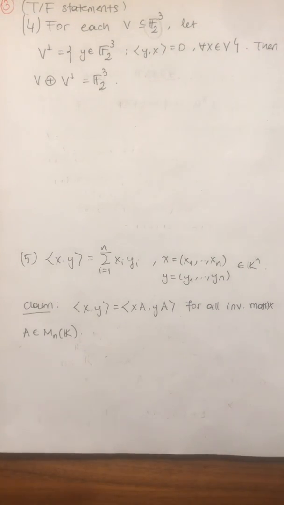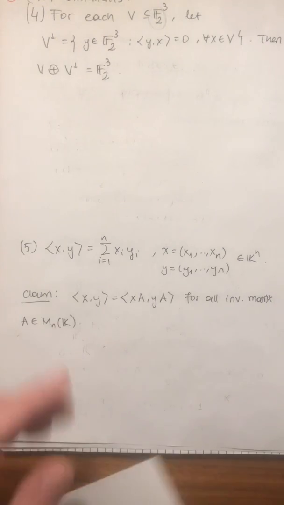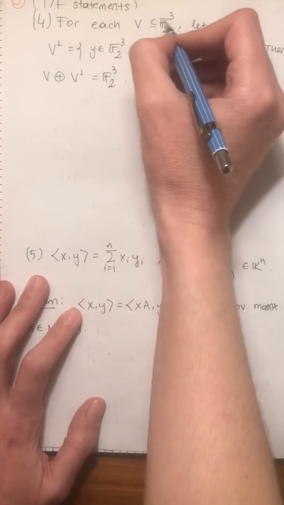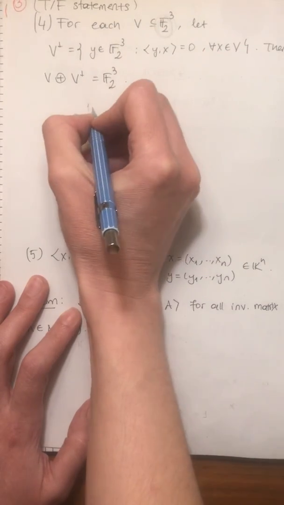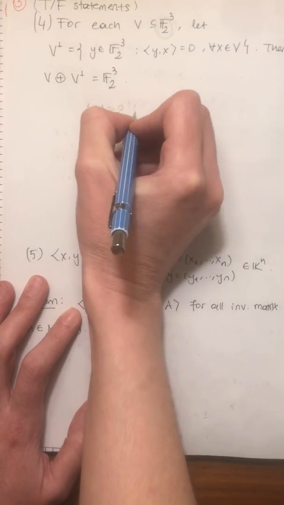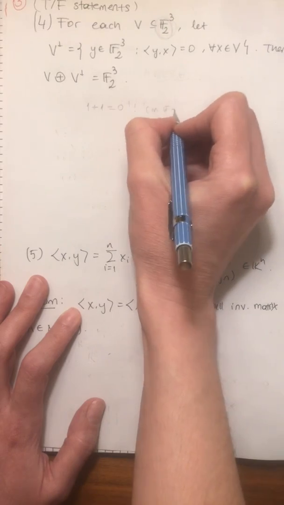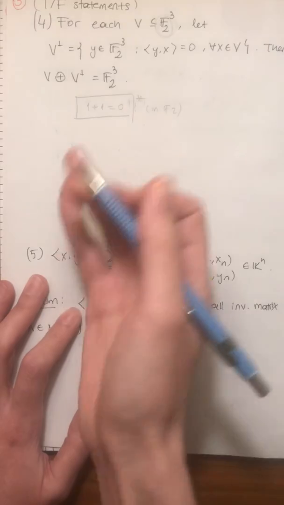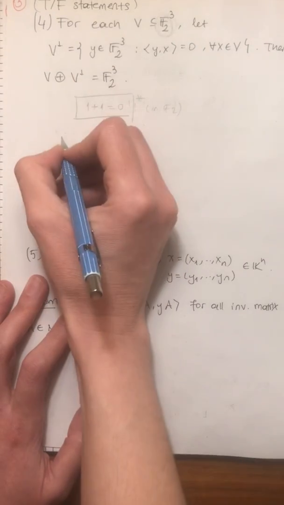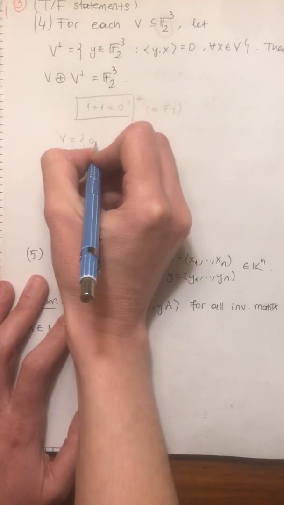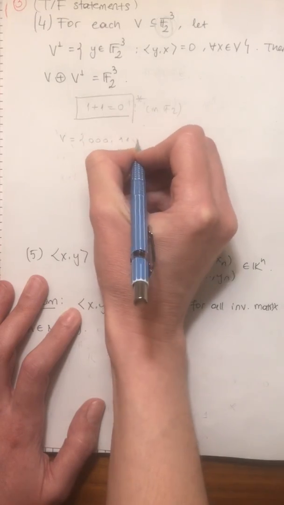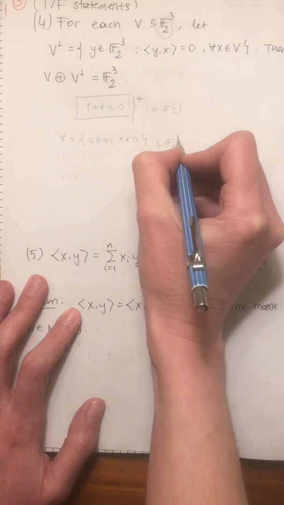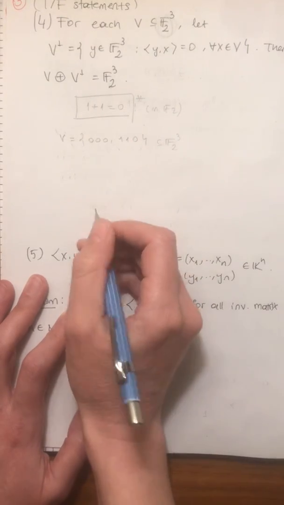But this is not the case for statement 4. And here please note that in this finite field, in this world, 1 plus 1 is equal to 0 in F2. So this allows us to create an example. We can consider a vector space. Please see that this is a subspace of F2 to the 3.